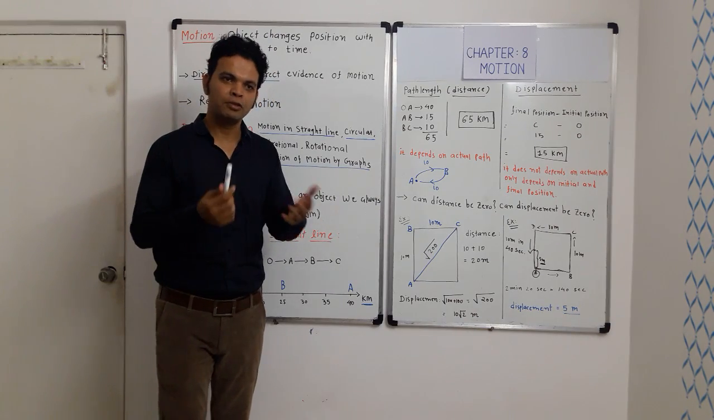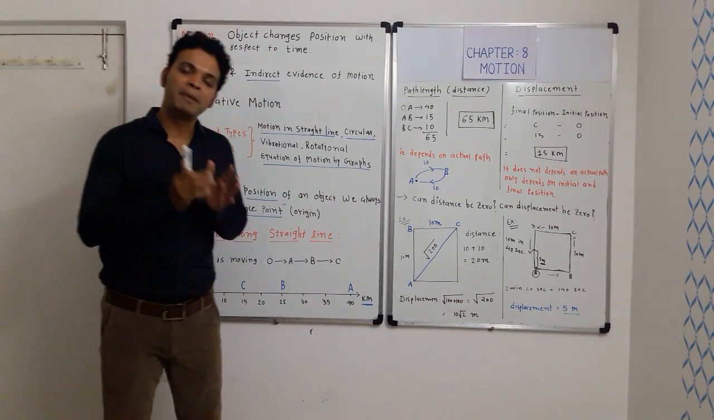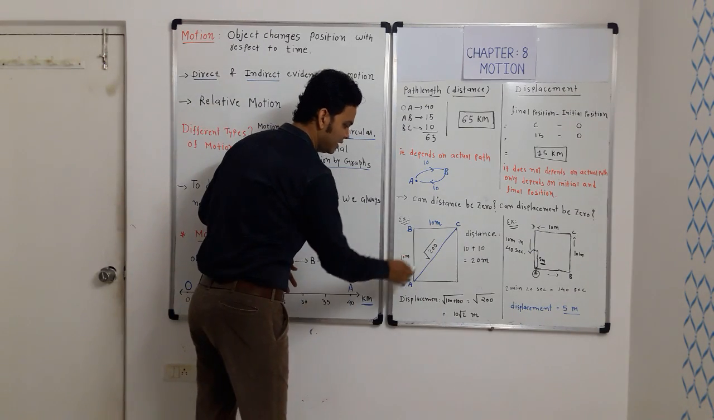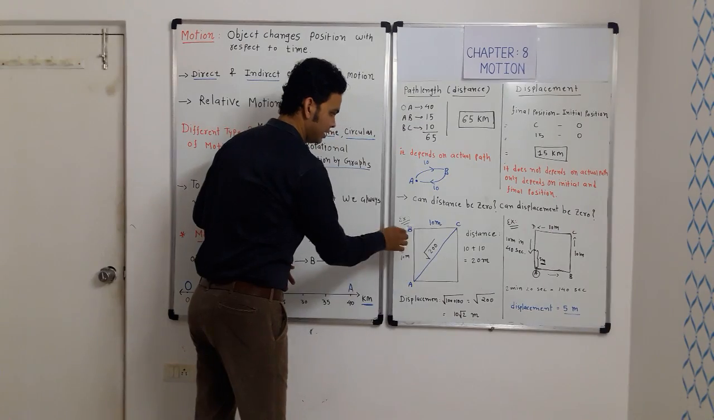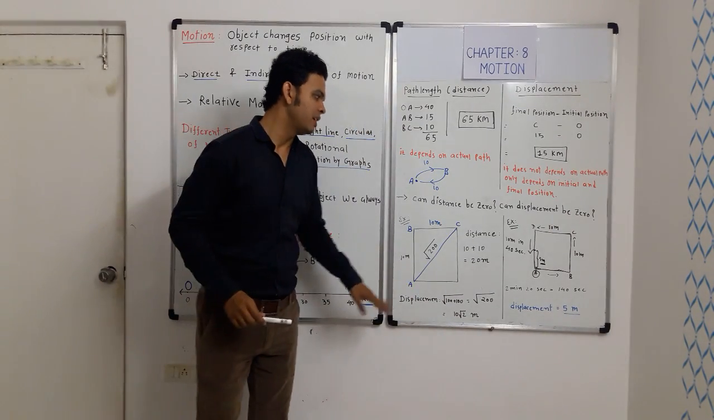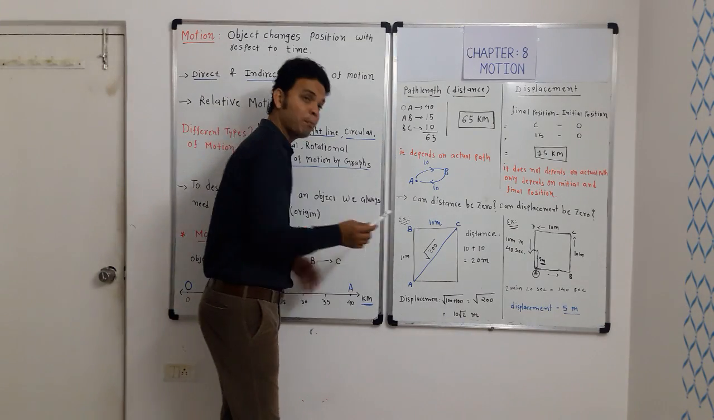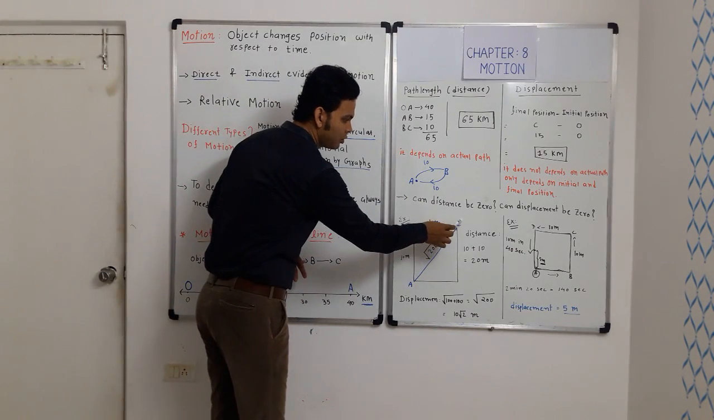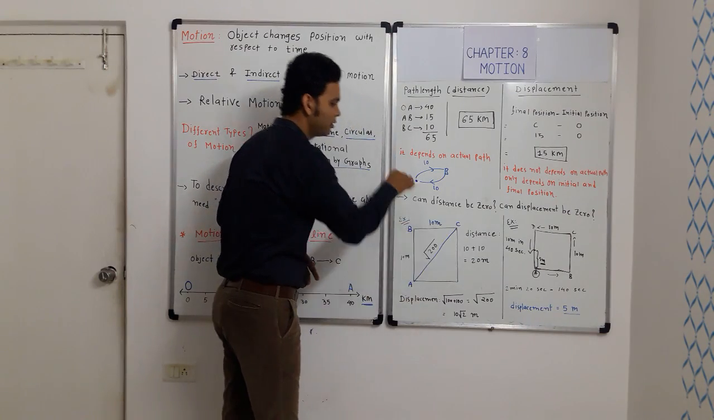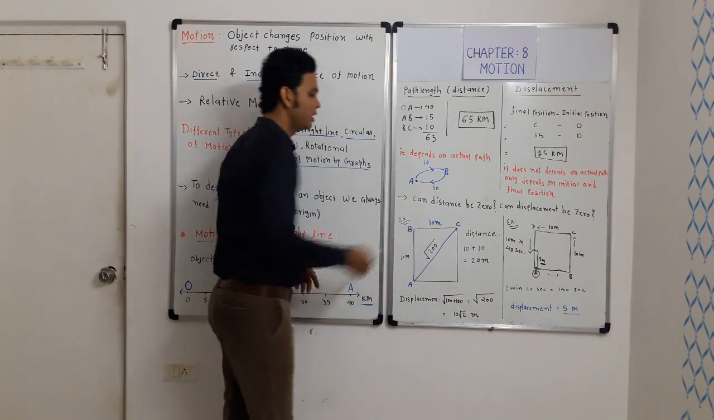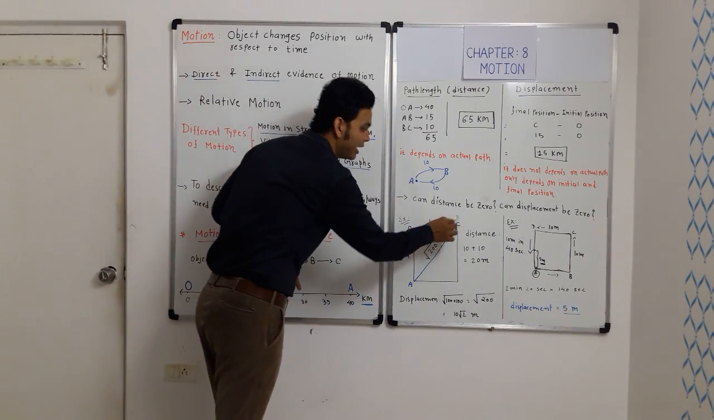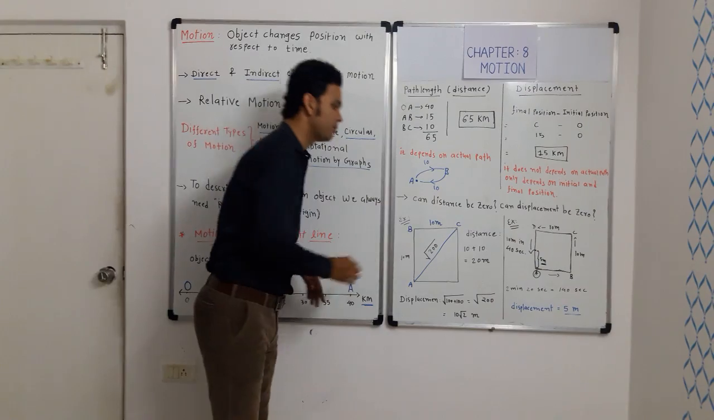So distance, as you now know, depends upon the actual path. So the actual path from A to C is A to B and B to C. So 10 plus 10 is 20 meter. Very simple. What about displacement? It does not care about what path you have taken, whether to reach C it is A to B to C or A to D to C, or from here to here or here to here. We only have to take into consideration final position minus initial position.